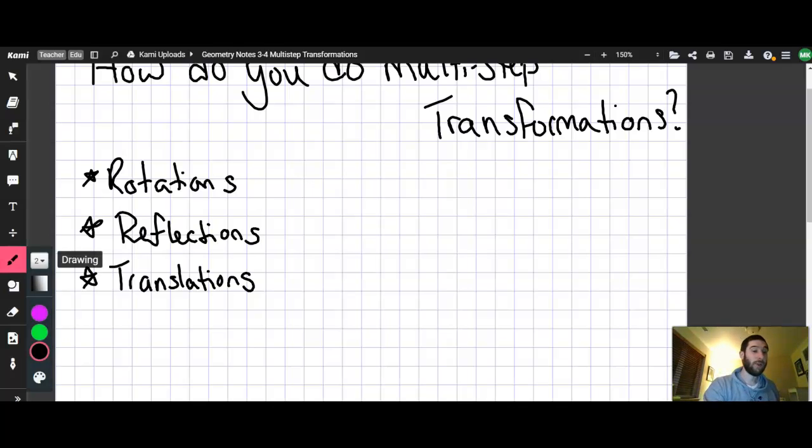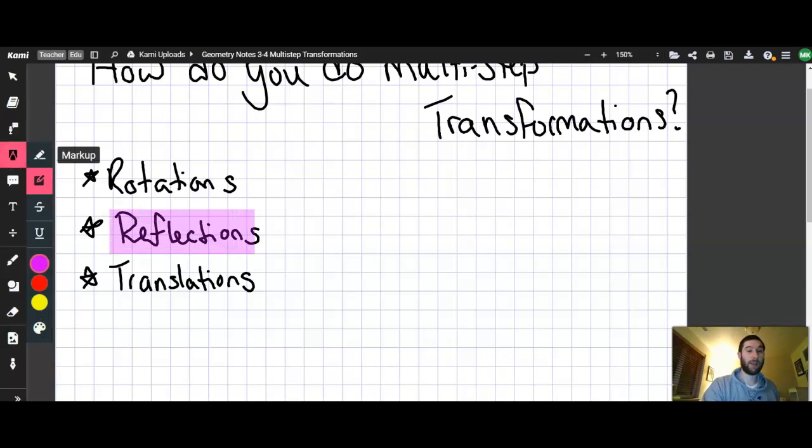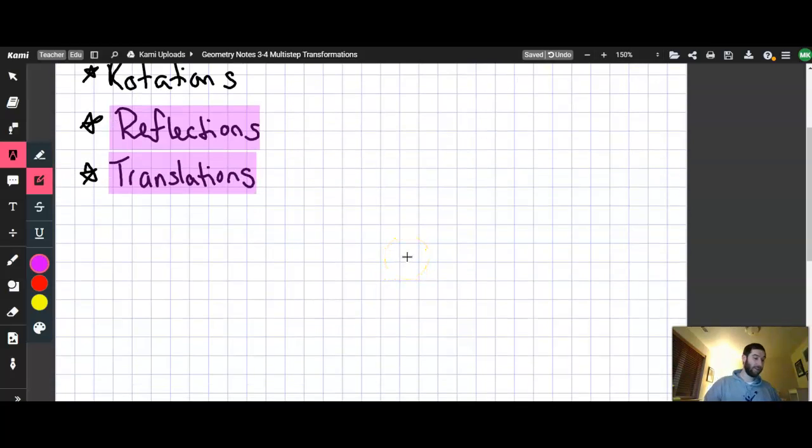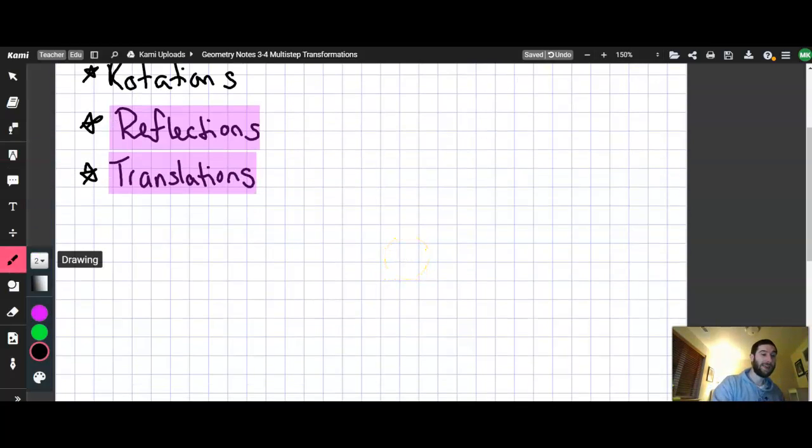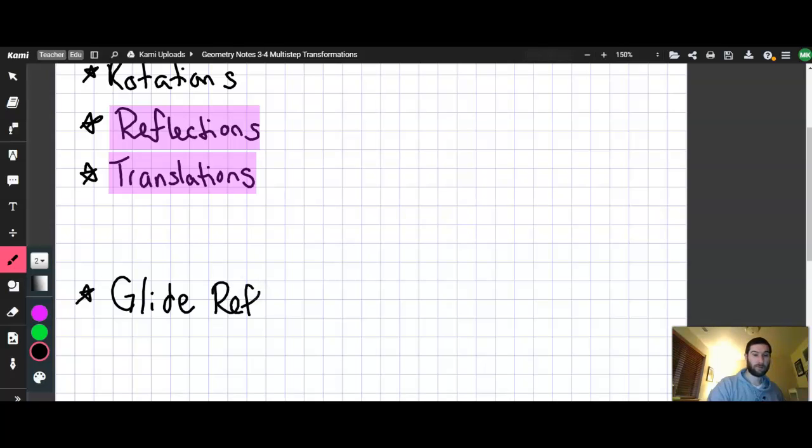So in this unit, we will cover rotations, but primarily reflections and translations. The reason why is because there is a particular named multi-step transformation that has some prominence, and that is something called a glide reflection. So, ladies and gentlemen, we will define and show some examples of this here in a moment.